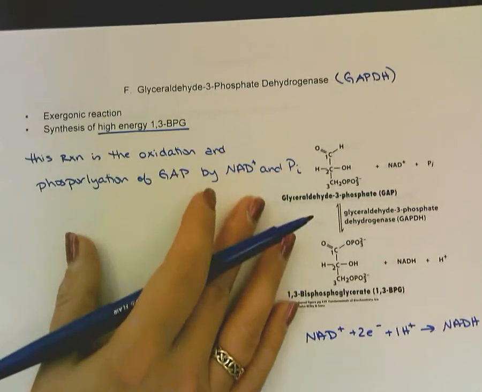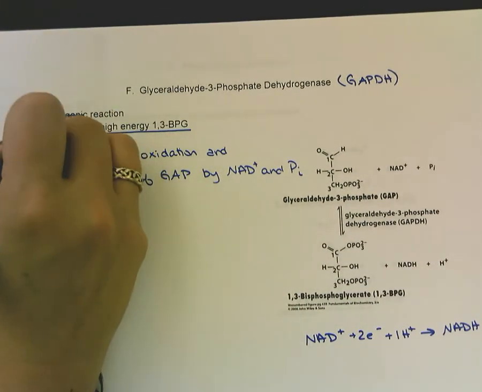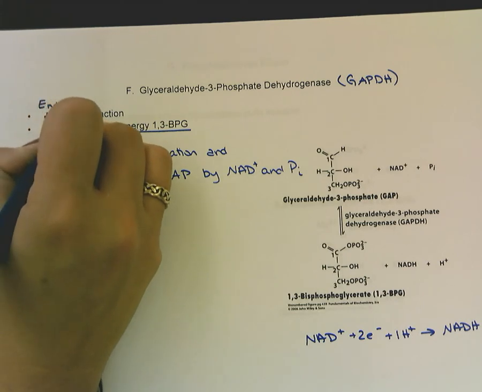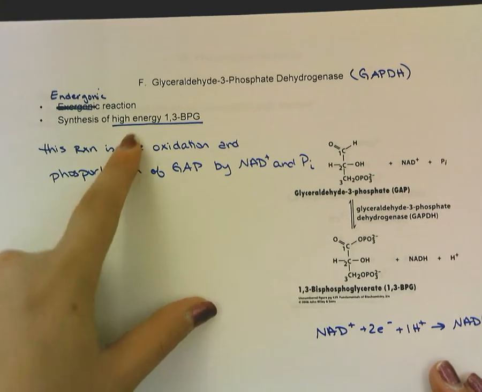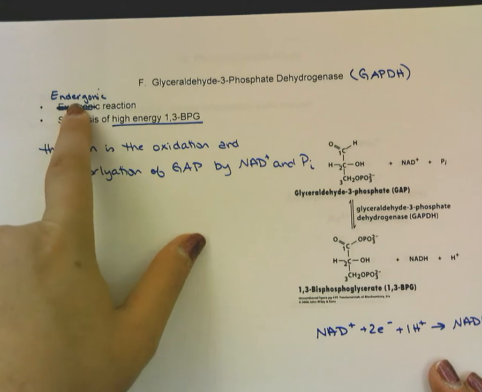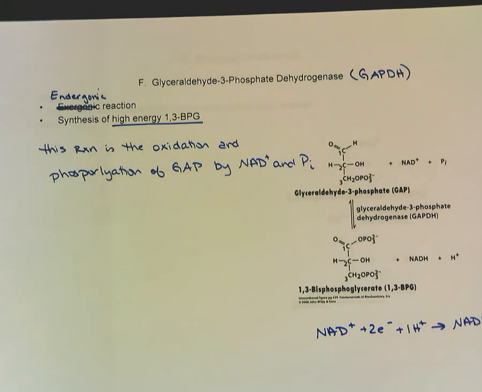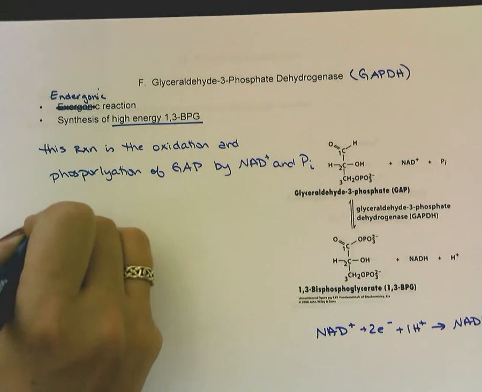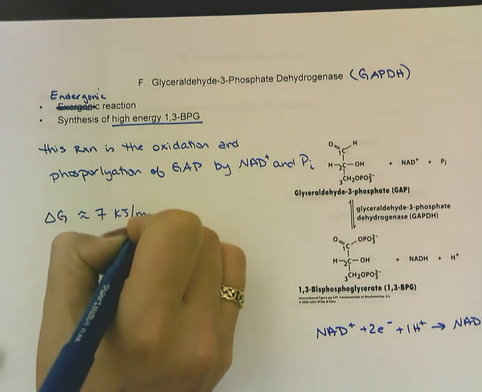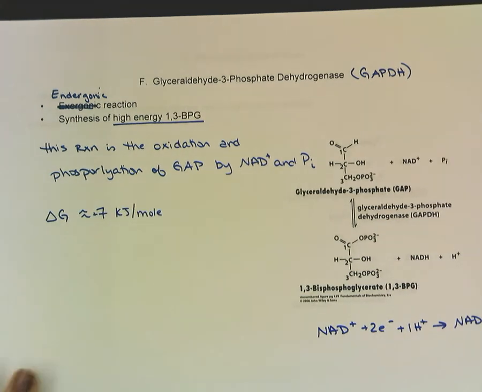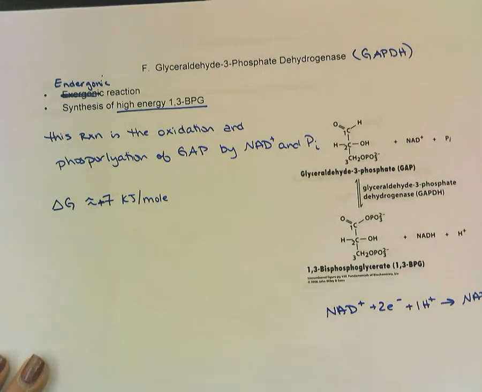That's a typo. That shouldn't be exergonic. I was thinking that's not right. That should be endergonic. You can't make a high energy intermediate and release energy. That's ridiculous. I'm surprised no one else was raising their hands. To synthesize this high energy intermediate, we need an input of energy, which is what endergonic means. This reaction is about +7 kilojoules per mole.